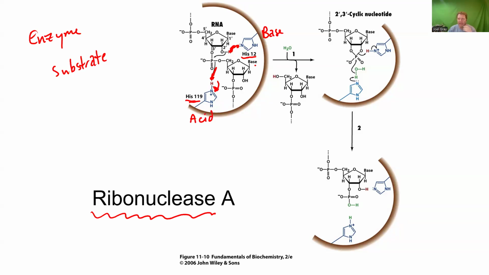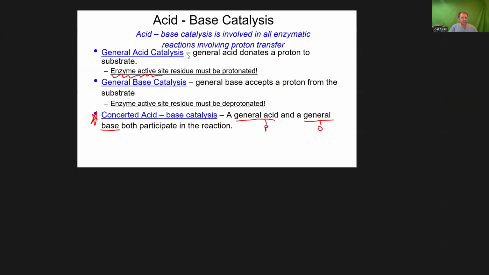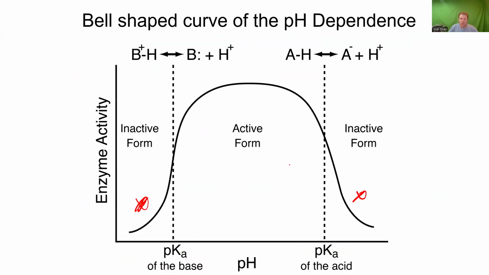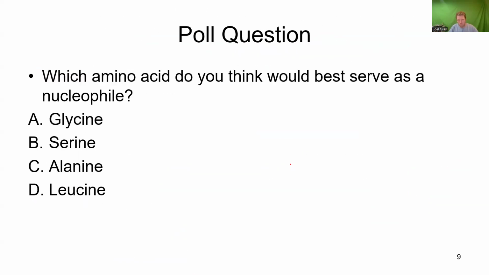So when we go back and think about that definition of general acid catalysis and general base catalysis, do we have general acid catalysis? Yes, we do. Do we have general base catalysis? Yes, we do. So what we are looking at is concerted acid-base catalysis, a concert of both acid catalysis and base catalysis. We've got one residue that acts as an acid, one residue that acts as a base. Okay, so now back to where we were.